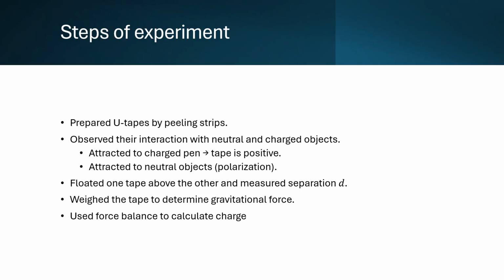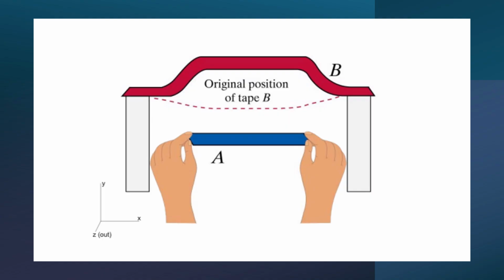Then after that, we put two tapes, one on a stand and the other one we carried under it, with both charged sides facing each other to determine whether they were going to repel or attract, to see if they had the same charges. And then we determined the distance between both of them at the moment right before it started floating. This is a picture of what I'm referring to.